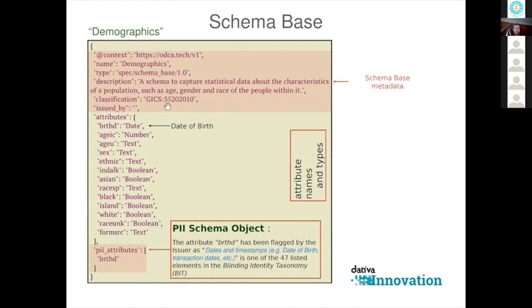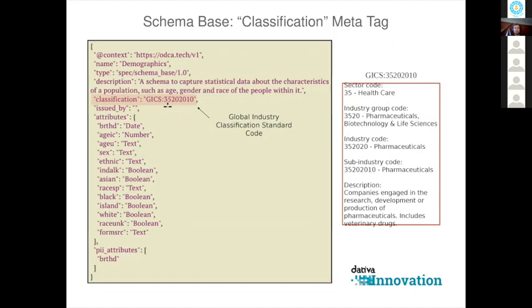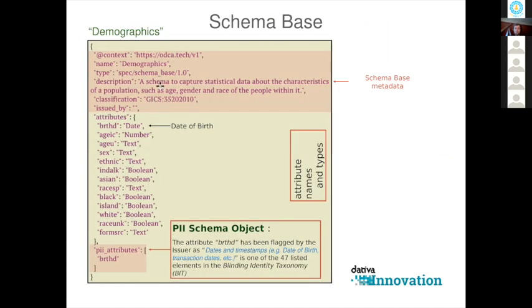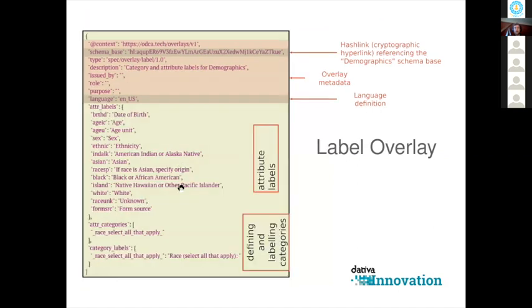I will mention classification in a few slides. But basically, here is an example of the entry overlay as well, with a little bit of information about default values which the user can choose if you are capturing the data. Then you have the label overlay, which gives human readable names for the attributes.